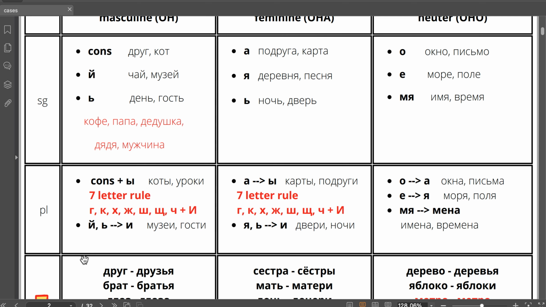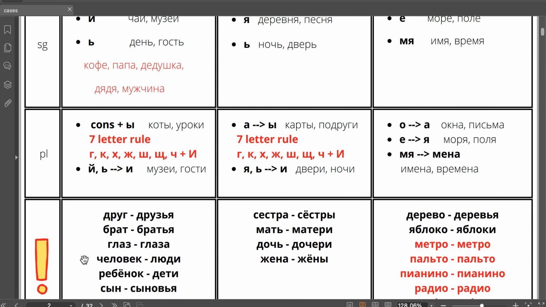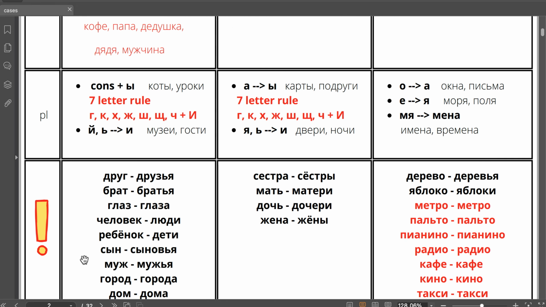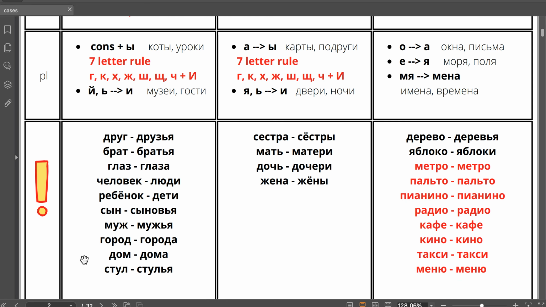We have irregular plural nouns. We have many irregular plurals, but I'm giving you the juice: the words that we really use in real life, the words that I use. Again, you see the exclamation mark. It means it's very, very important.